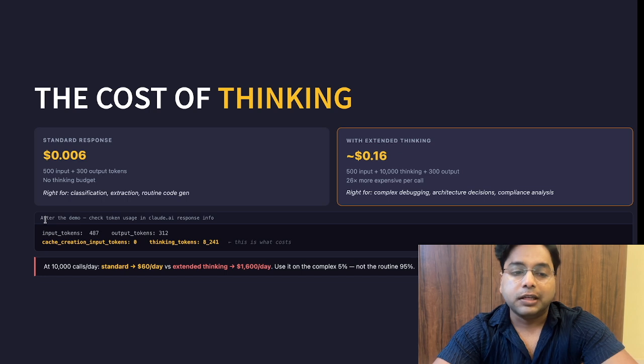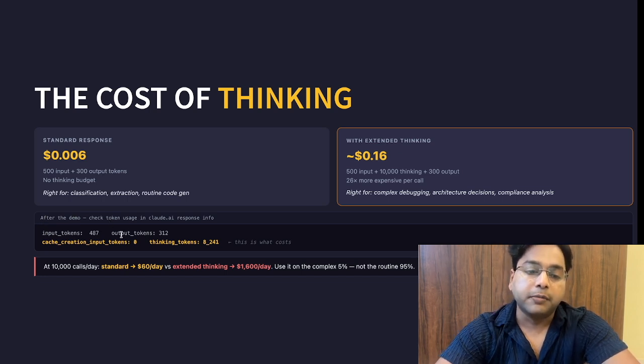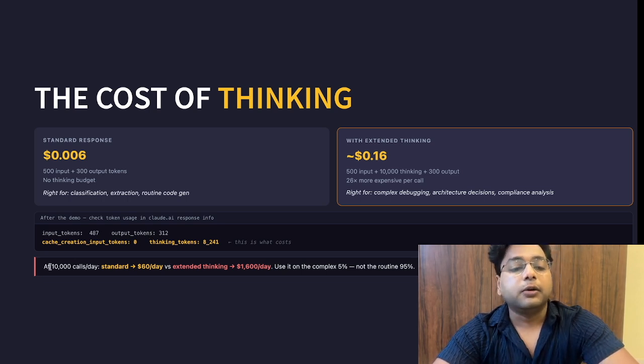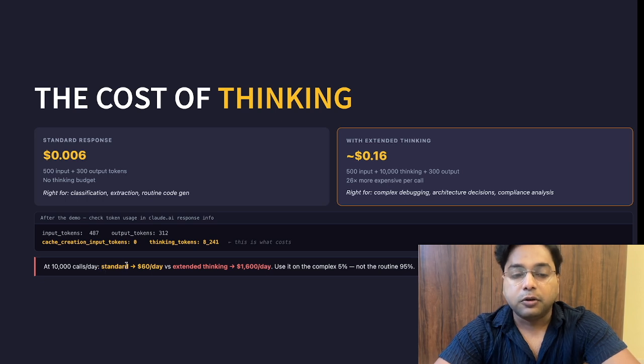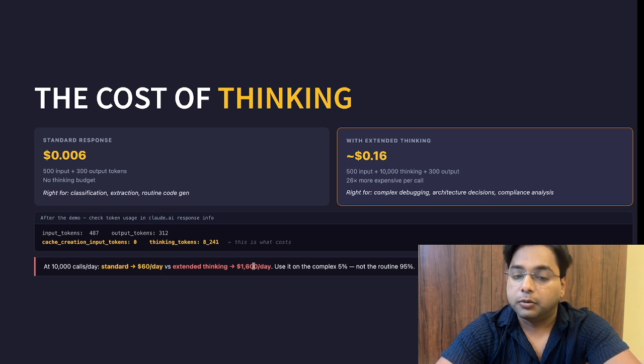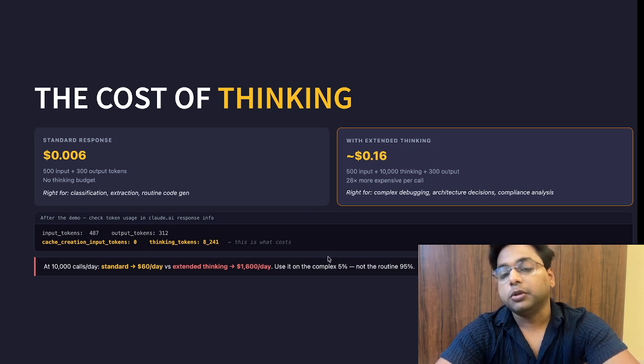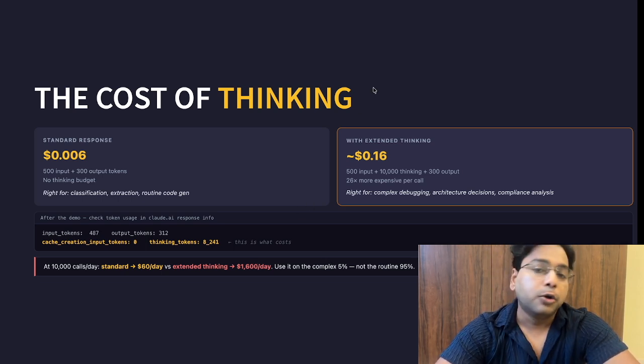After our demo, we could also see the thinking tokens we used, and we also used more output tokens. For 10,000 calls per day, the standard cost will be $60, but with extended thinking it would be $1,600. So I would suggest using it for the complex 5%, not the routine 95%.